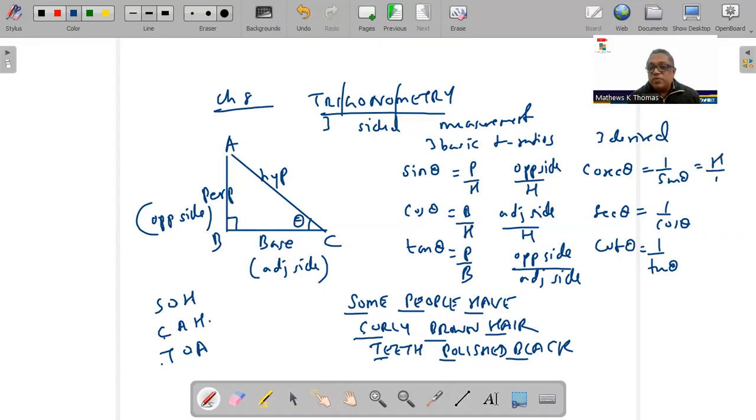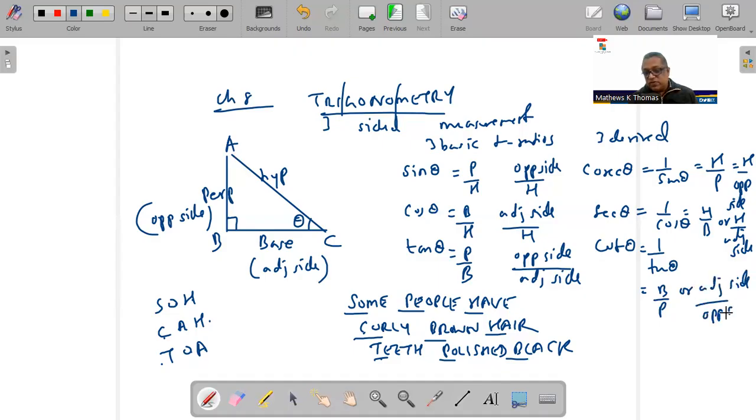So this is going to become hypotenuse by perpendicular or hypotenuse by opposite side. Sec is the reciprocal of cos, so that's going to be hypotenuse by base or hypotenuse by adjacent side. And cot is the reciprocal of tan, so this is going to become base by perpendicular or adjacent side by opposite side. So this takes care of our first exercise. The second exercise deals with angles. So I hope you got this. Sine, cos, tan we get, and cosec, sec, and cot are basically reciprocals.